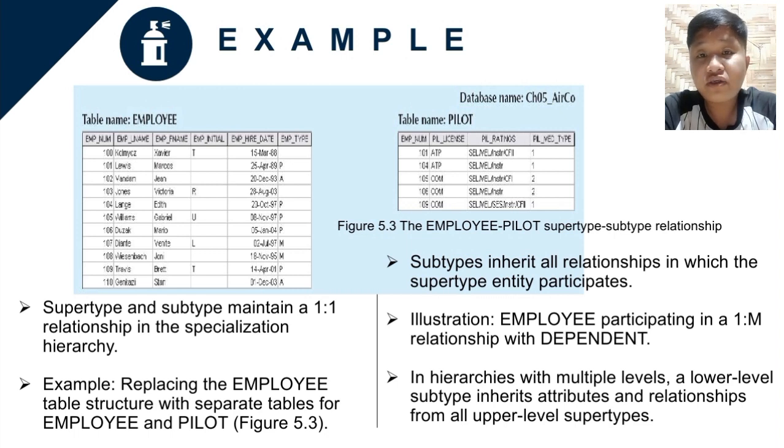The image also mentions that a subtype inherits relationships in which the supertype participates, such as the employee-dependent relationship. Additionally, the note clarifies that a lower-level subtype inherits attributes and relationships from all upper-level supertypes in hierarchies with multiple levels.